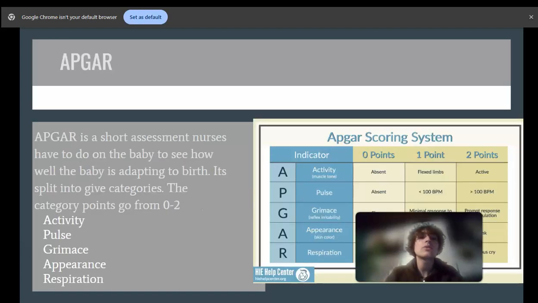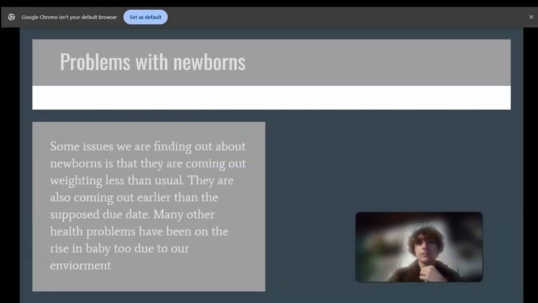APGAR. APGAR is a short assessment nurses have to do on the baby to see how well the baby is adapting to birth. It is split into the given categories. The category points go from 0 to 2. Problems with newborns. Some issues we are finding out about newborns is that they are coming out weighing less than usual. They are also coming out earlier than the supposed due date. Many other health problems have been on the rise in babies due to our environment.